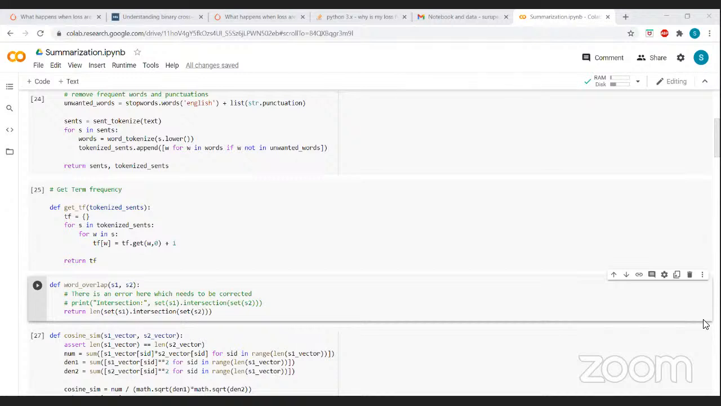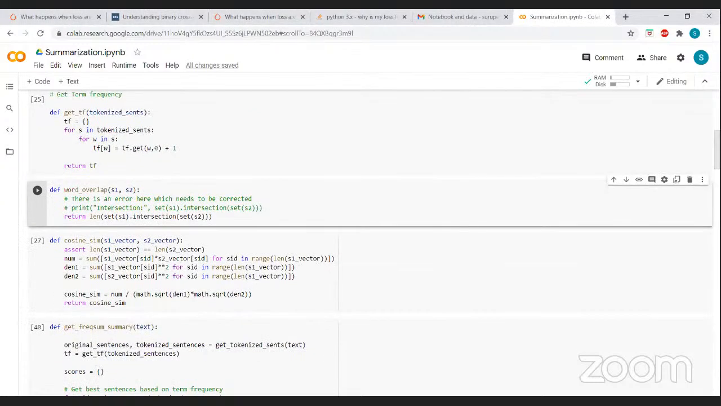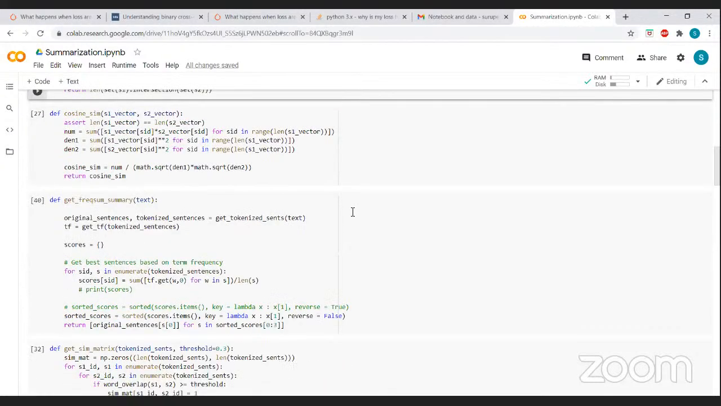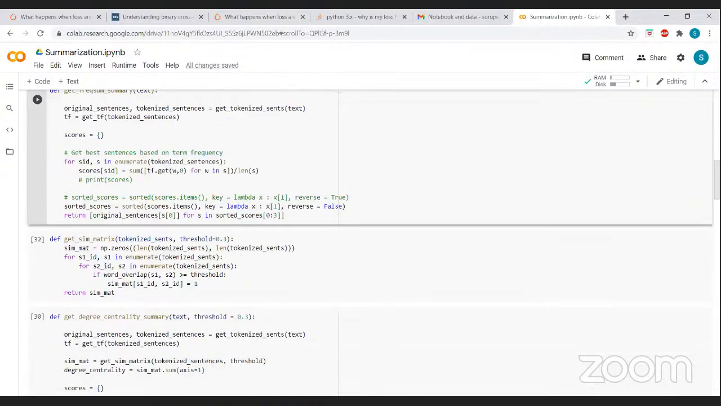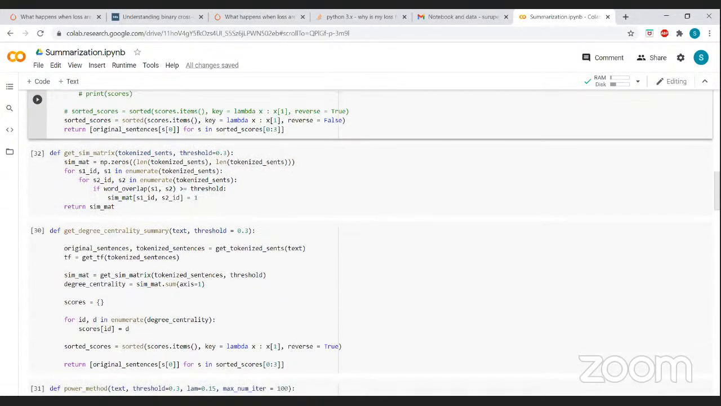Shuru, can you go to the freak sum summary method? Okay, so now go to the assignment. Go to the question. Questions, yes.